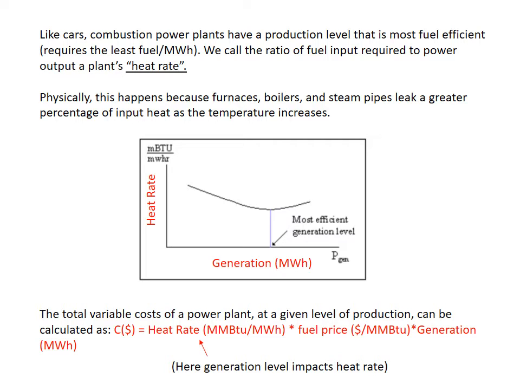And generally, when we talk about fuel price, we're always going to talk about it in dollars per million BTUs, because that's a way to standardize a dollar per heat content value for any type of fuel. It allows us to compare the cost of coal and natural gas and oil, all in terms of the same energy content. So we're multiplying heat rate times fuel price times generation. And so all the units cancel out here to give you just a dollar value.